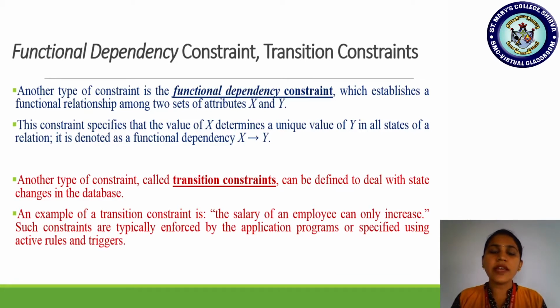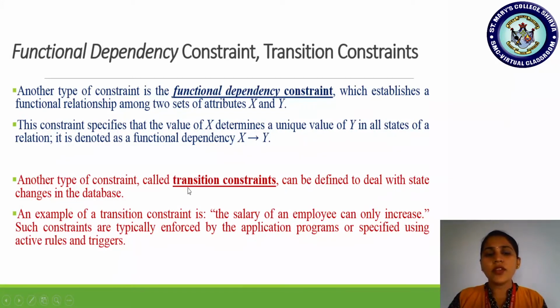So if the attribute x, date of birth, is going to determine a unique value of y, age, in all states of a relation, that is, however many student records you enter, for all the students, if the date of birth information is collected, then the attribute y can be obtained with the help of the x attribute, the date of birth attribute. So this is what we refer to as the functional dependency constraint.